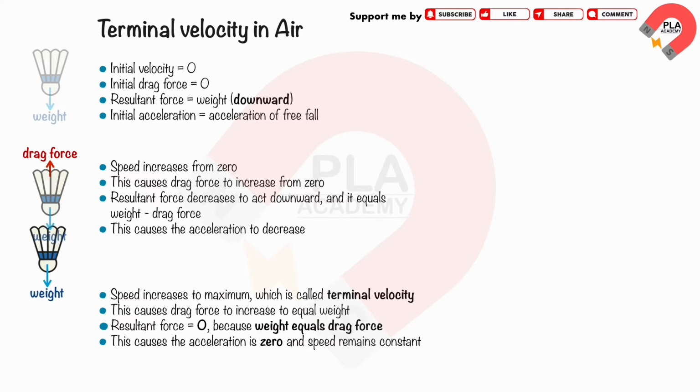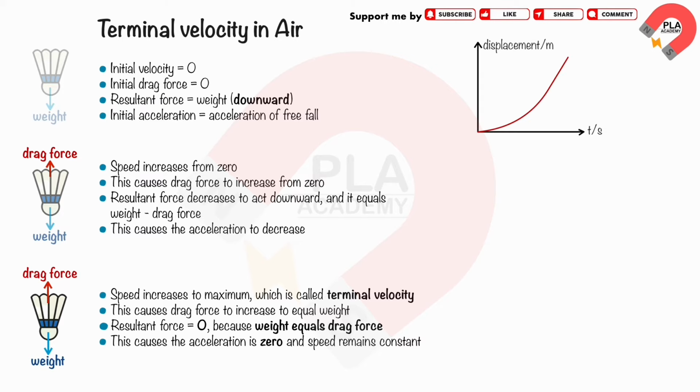When the badminton shuttlecock moves downward, its speed increases to a maximum, which is called terminal velocity, causing the drag force to increase to equal the weight. The resultant force is 0 because weight equals drag force, so the acceleration is also 0 and the speed remains constant.